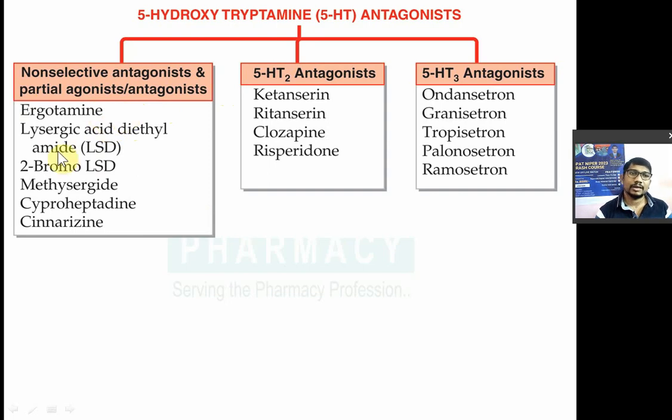So ergotamine is there, lysergic acid diethylamide LSD. So LSD जो है lysergic acid diethylamide. तो ये क्या है, it is a hallucinogen होता है. 2-bromo lysergic acid diethylamide, then methysergide, then cyproheptadine and cinanserin. तो यहाँ पे देखो cyproheptadine जो है इट इज आल्सो हिस्टामाइन रिसेप्टर एंटागोनिस्ट. ये एंटी हिस्टामिनिक भी है.